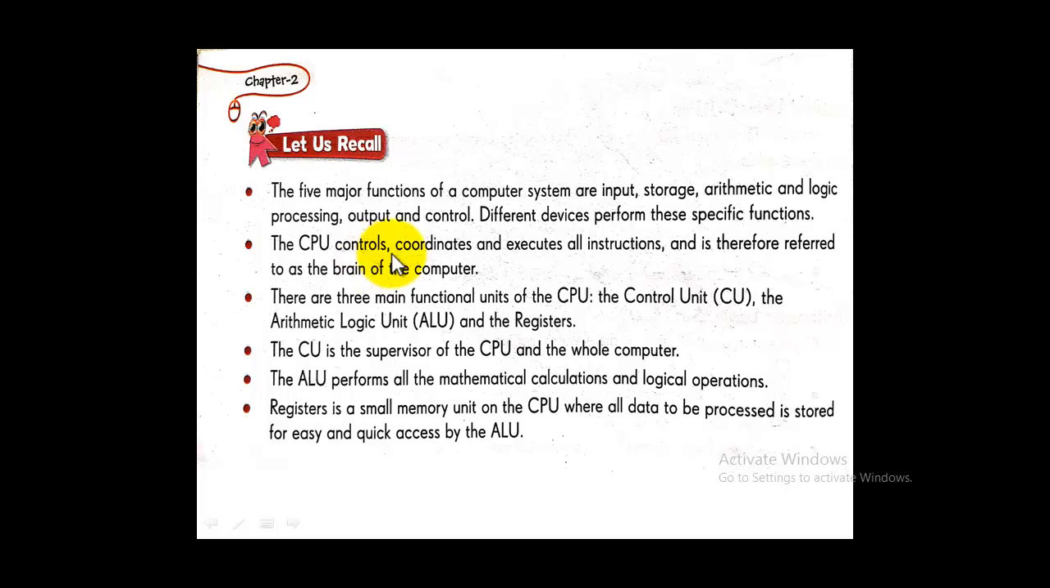The CPU controls, coordinates and executes all instructions and is therefore referred to as the brain of the computer. Everything is controlled by the CPU. CPU controls, coordinates, and executes all instructions or commands of the data, and is therefore referred to as the brain of the computer. Dash controls, coordinates, and executes all instructions of the computer. Here you can write CPU.